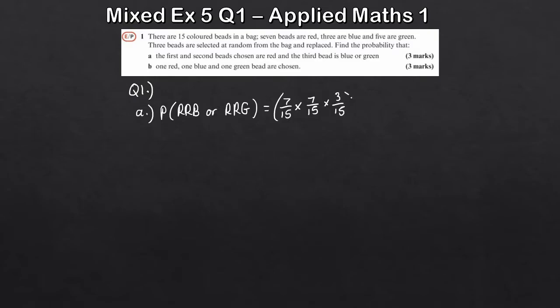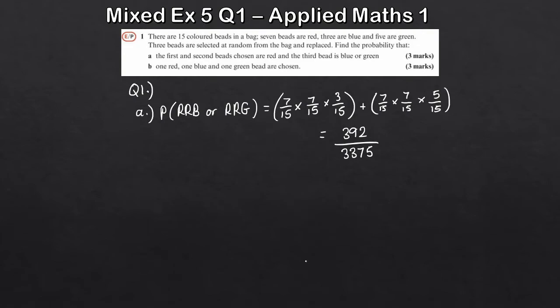But then let's consider the second case, red, red, green. So we're going to add 7 over 15 times 7 over 15, and then what's the probability that it's green? That's 5 out of 15, times 5 over 15. So all you need to do now is work these out on your calculator. What you should get in total is 392 over 3,375. So a pretty standard question. Take your time with it. Make sure you've got the probabilities correct.